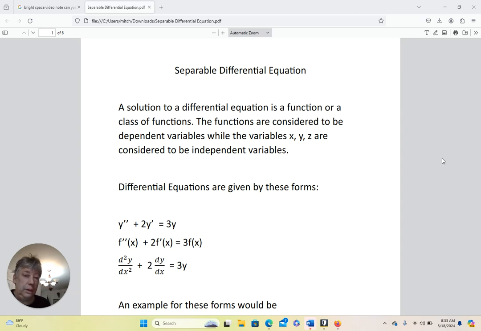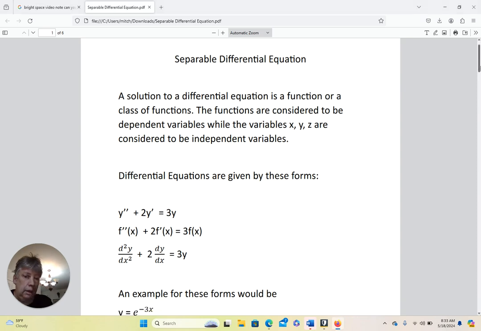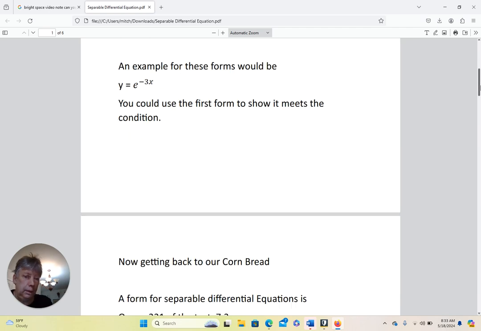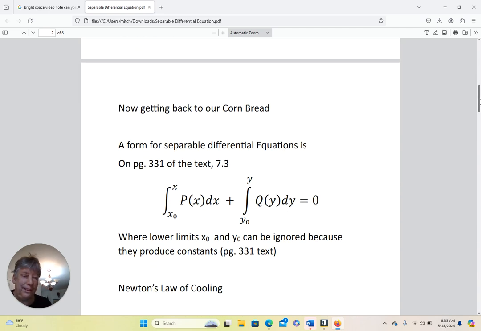Differential equations can take these three forms that we have here. A solution to a differential equation has to be a function or a class of functions. The functions are considered to be dependent variables, while the variables x, y, and z are considered to be independent variables. So let's go down a bit. Here's a little example if you wanted to work it out, and you can use that first form there and it would meet the condition. But let's now get to our cornbread.